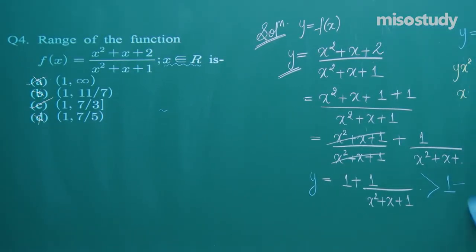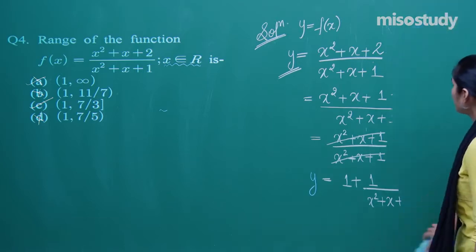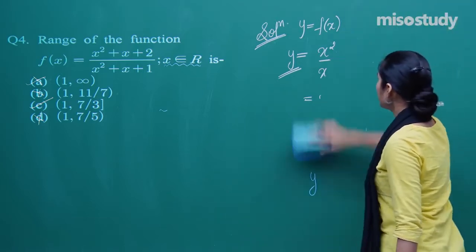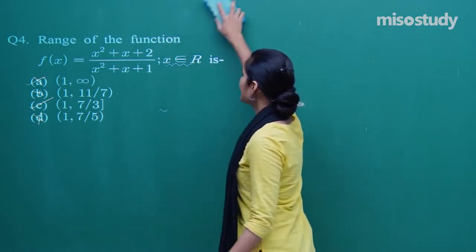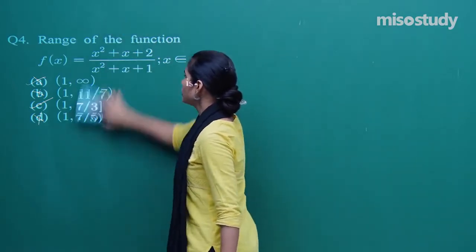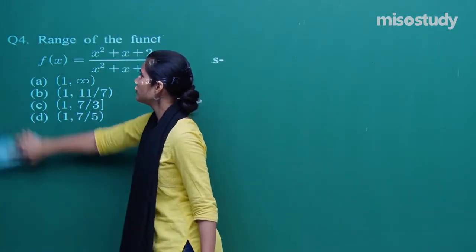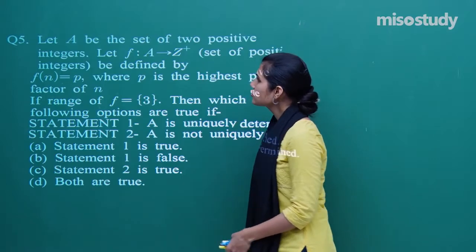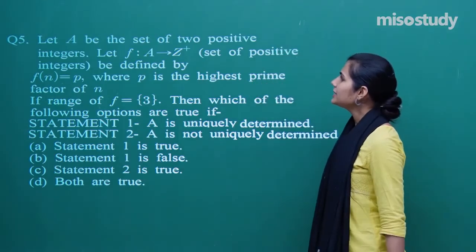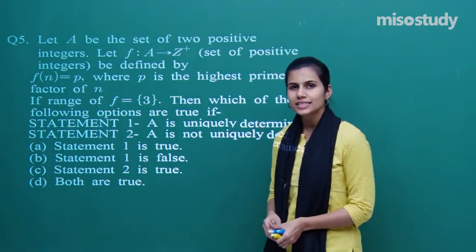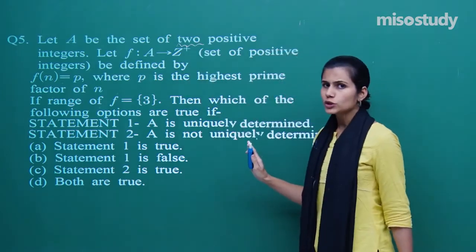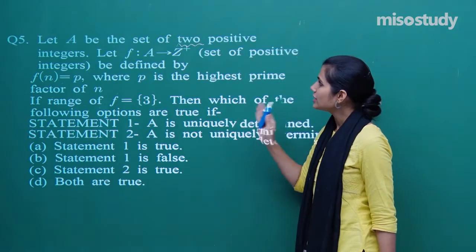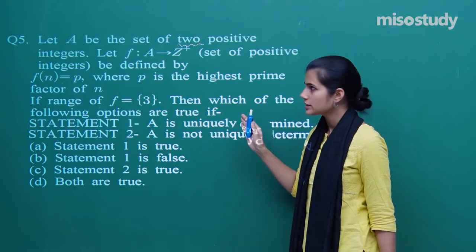Having understood how I successfully found the range of this function using the algorithm, let us now begin understanding what is the demand of the fifth question for us. It is trying to say that let A be the set of two positive integers. I don't know which are those two positive integers. A is just the set of two positive integers.